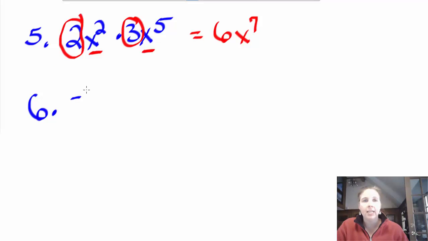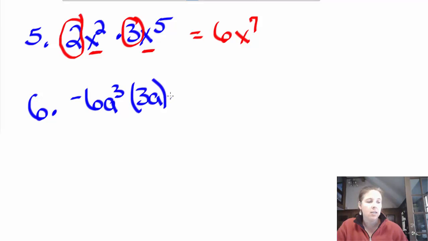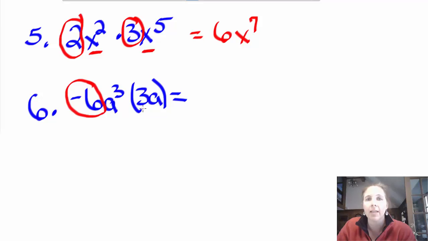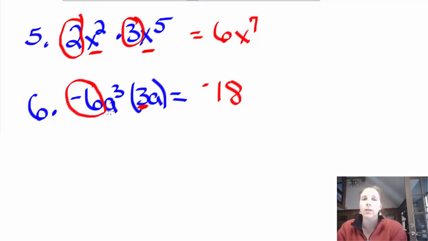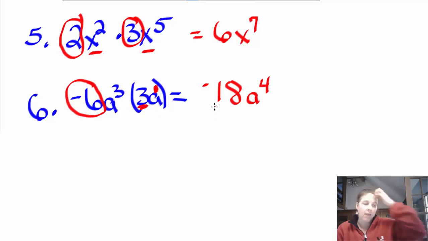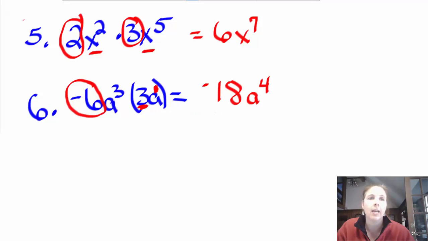Okay, what about negative 6a cubed times 3a, and what does that equal? So again, this negative 6 is going to be multiplied by the 3 to get negative 18. The cubed is not going to the 6, it's just going to the a. And remember, this is really a to the first. So that's a to the 4th, and you're done with that. Okay?